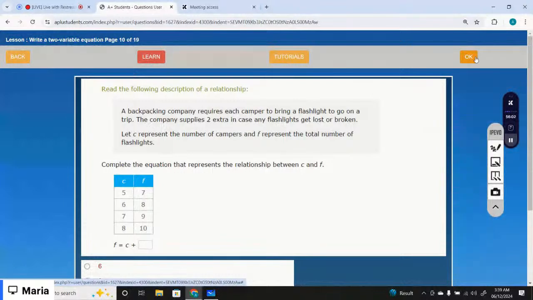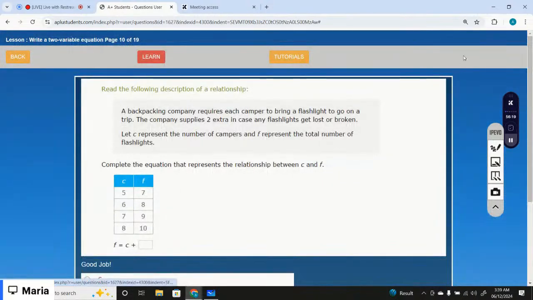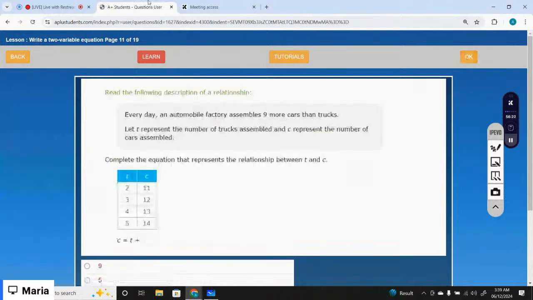Complete the equation that represents the relationship between C and F. That is F equals C plus 2. Option number 2 is the correct option. Okay, you can complete the lesson by yourself later today.